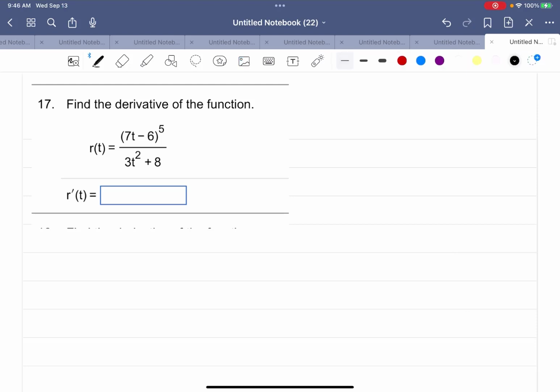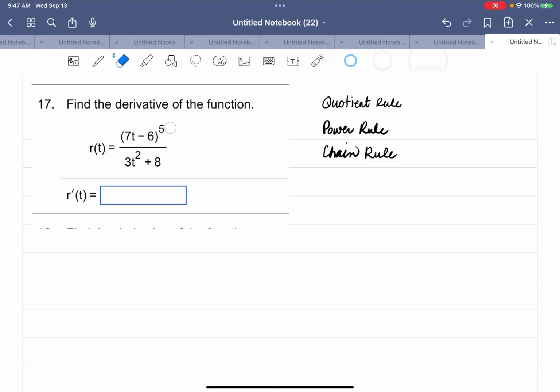So for this problem, I'm going to need to use the quotient rule, the power rule, and the chain rule. So I have to know all three of these in order to do this problem. Now the reason I know I need to use the chain rule is that because of this exponent, this base has a derivative. So after we apply the power rule, we then take the derivative of the base. That's the chain rule.